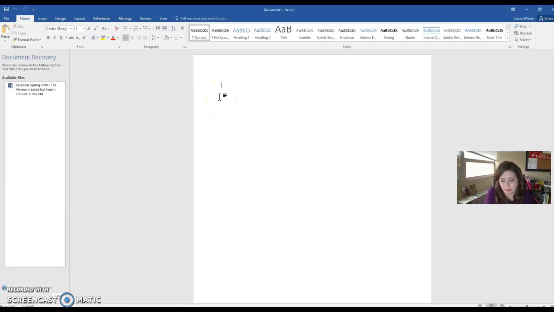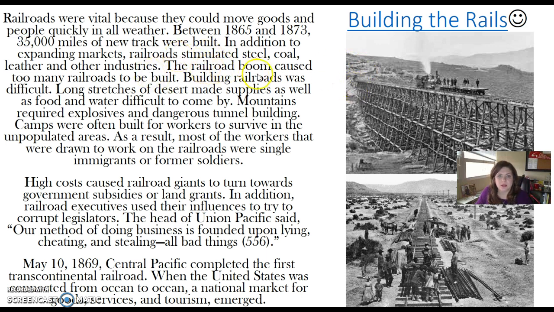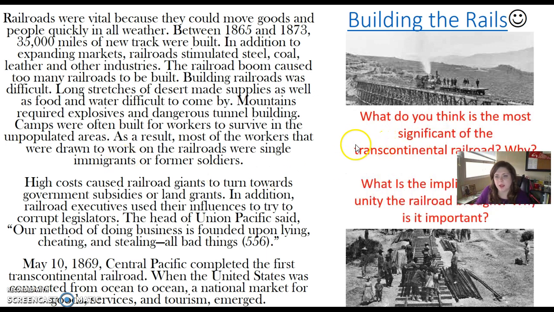You will write building the rails, and then you will type your response to the video, just a few sentences explaining what you thought about it and what you thought was important. Then, if I return back to the PowerPoint, always making sure that I'm looking in slideshow view, I read this, railroads are vital, the railroad boom, high cost calls railroad giants, and then click here and you see that a red prompt came up. Red means that you have to write it.